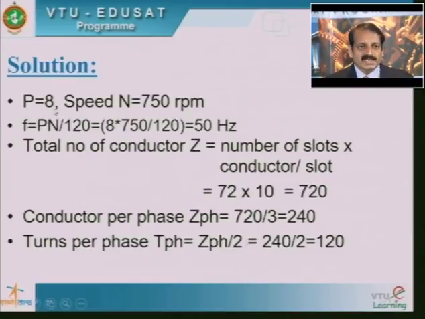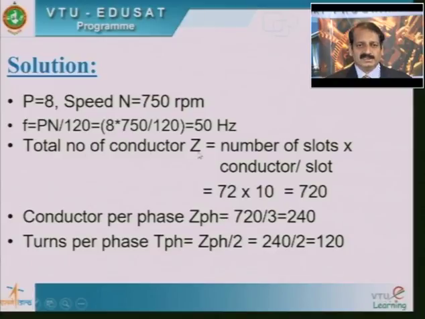P is equal to 8, that is given. Speed is equal to 750. So, frequency can be calculated as P n by 120. So, P into n divided by 120, which is equal to 50 hertz.